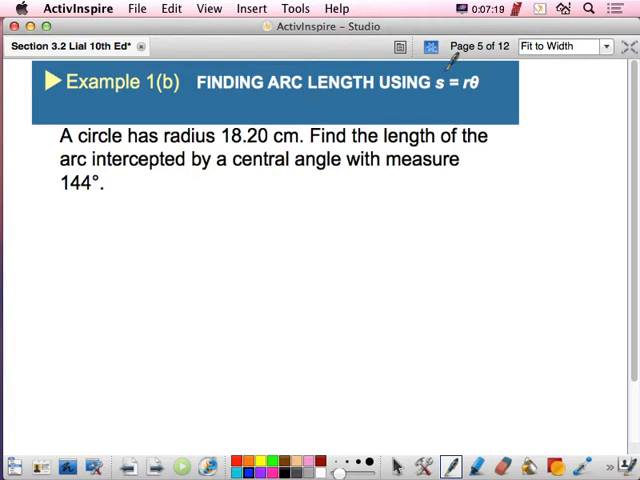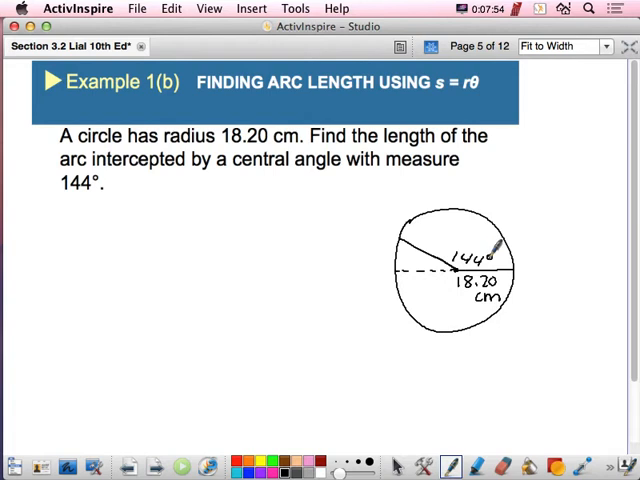Okay, let's stick with that same circle. Let's let it have a radius still of 18.20 centimeters. But now let's find the length of the arc intercepted by a central angle that measures 144 degrees. So I'm going to draw the circle over here just so we can talk about it. Here's my circle. Here's my radius. And then I want 144 degrees. Well, if I went all the way around to here, that would be 180, right? So that's about, what do you guys think? About right there? Okay. So that's 144 degrees. I want to know how far it is from here around to here.